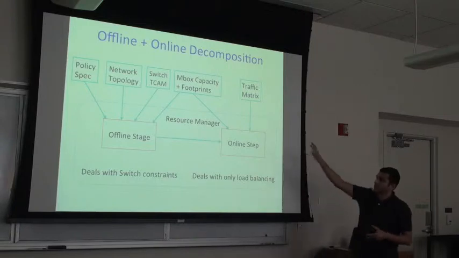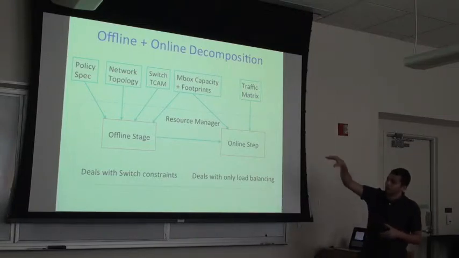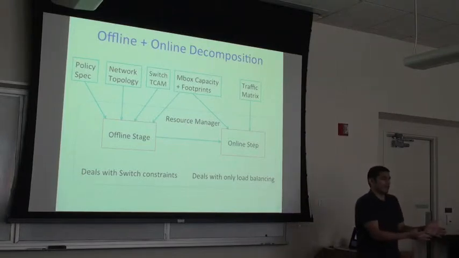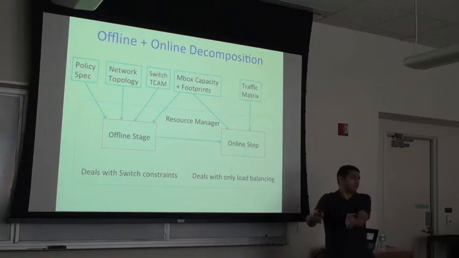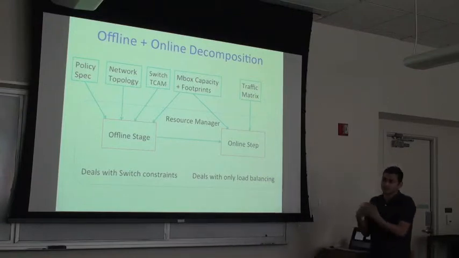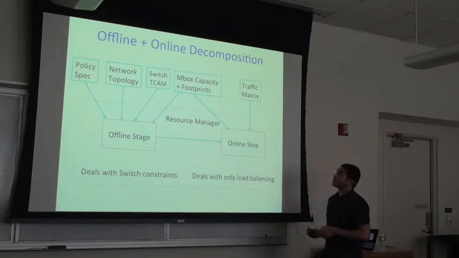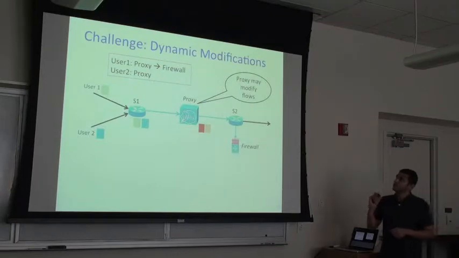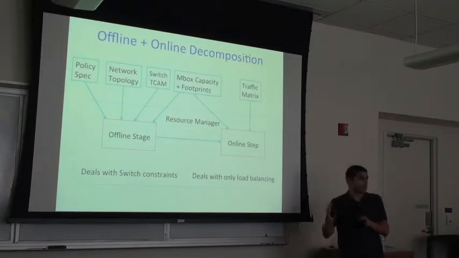So the insight here is that we can decouple this problem into an offline and an online part. We can deal with switch constraints in the offline part, and we deal with the resource management of middleboxes in the online part. So we're exploiting the structure of the problem to have a practical solution. So is this clear?